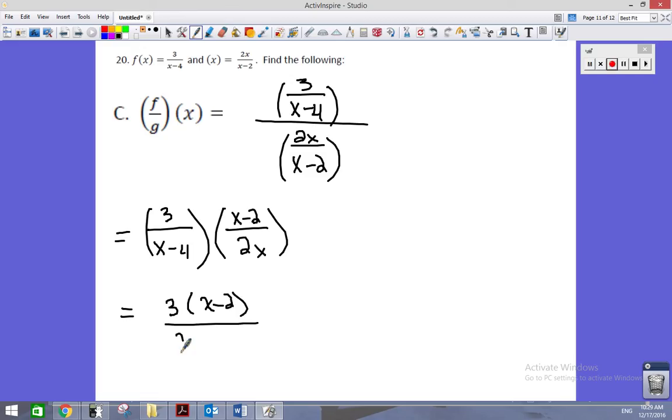I'll write the 2x first: 2x times x minus 4. And again, I don't see anything that cancels. I'm not going to write my restrictions over here. I'm just going to say that's my new function.